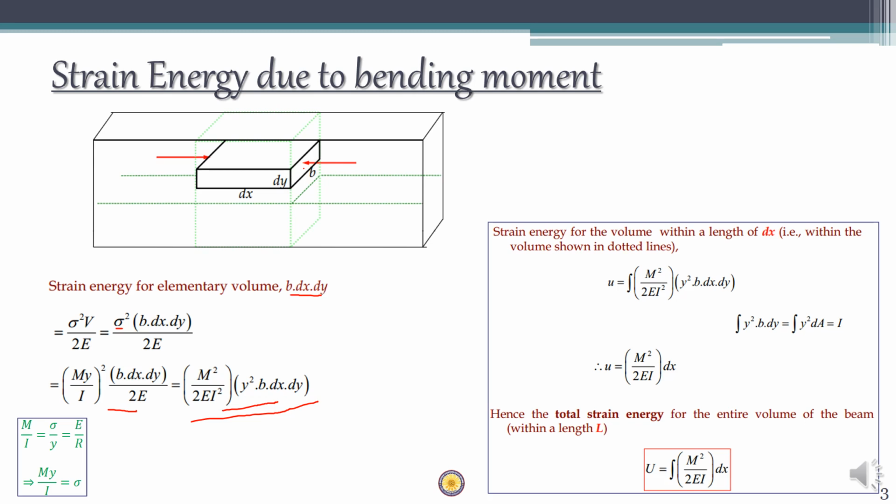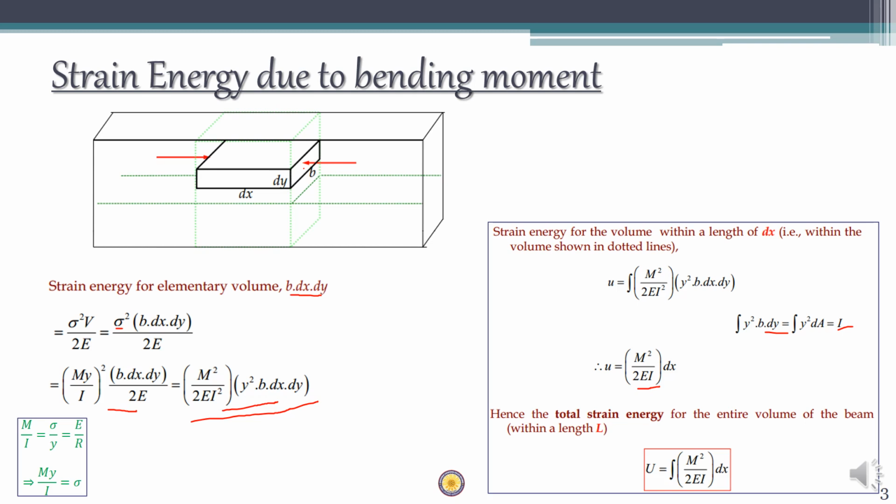So area of the elementary object, right? So we have an expression y square into b into dy, where b into dy is nothing but dA. Then integral y square dA is nothing but I. So instead of y square b dy, we can substitute it as I, and I and I get cancelled. So what remains is U is equal to M square by 2EI dx. This is the strain energy for a volume which is shown in this green dotted line.